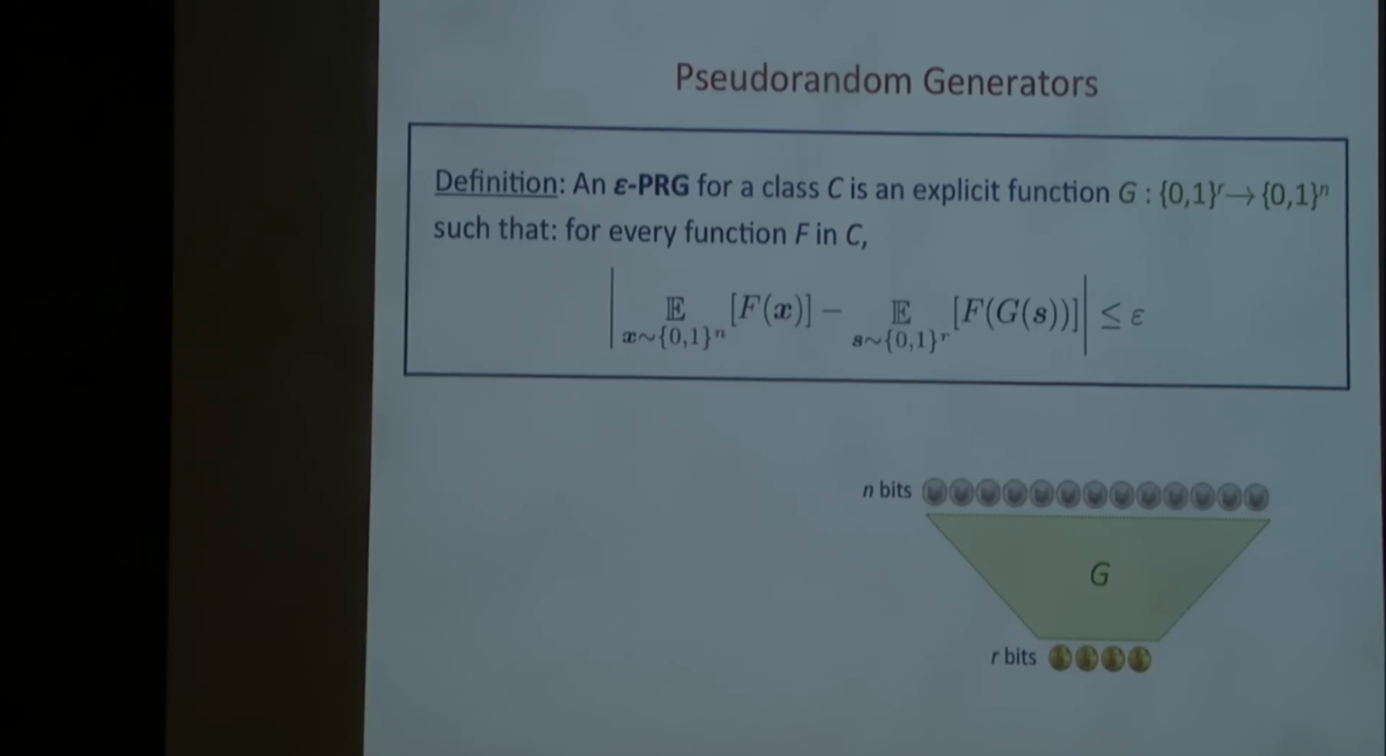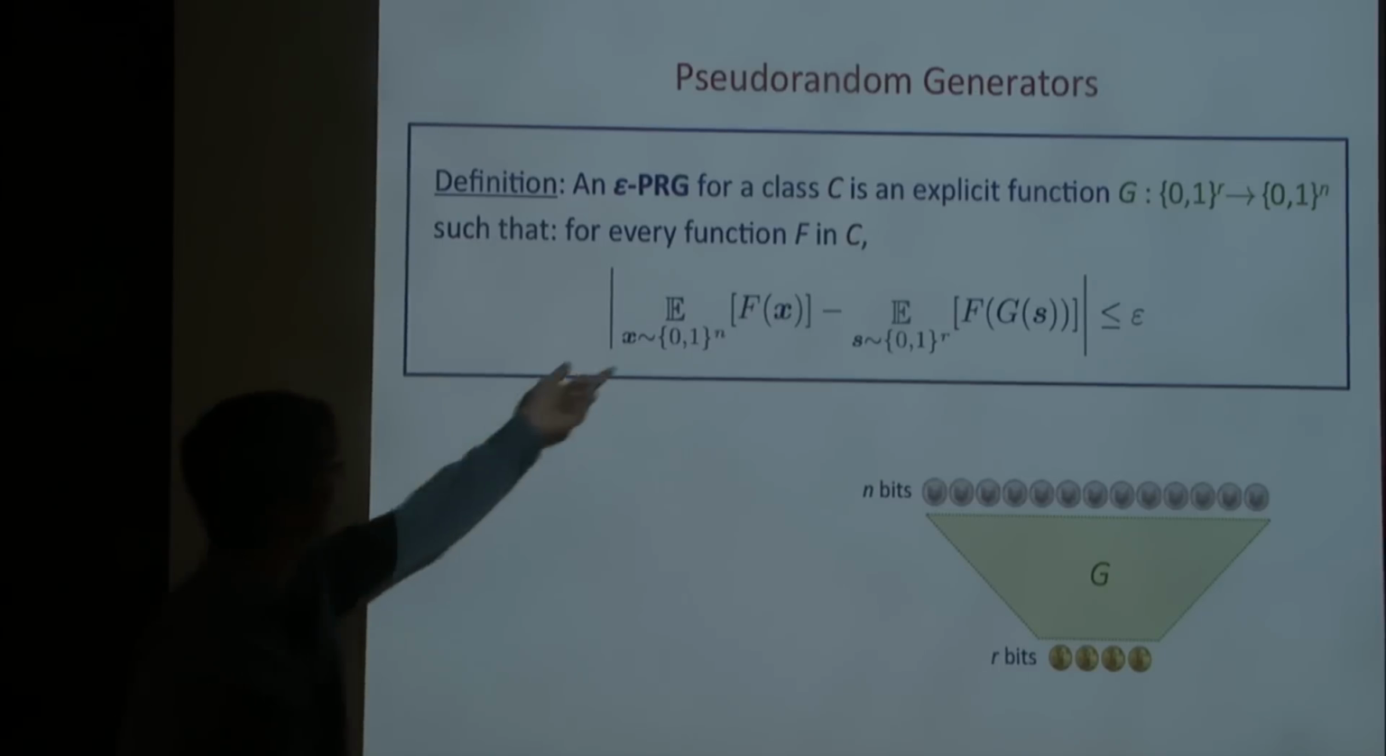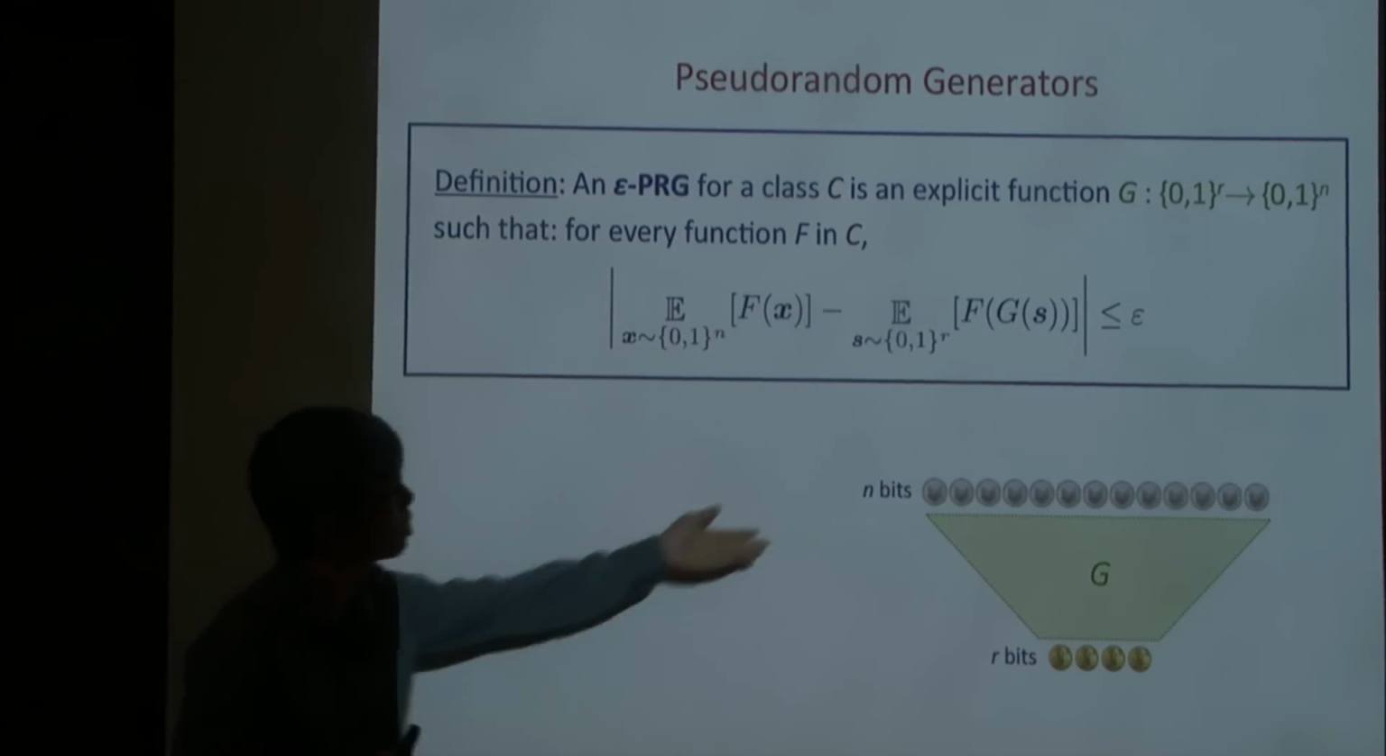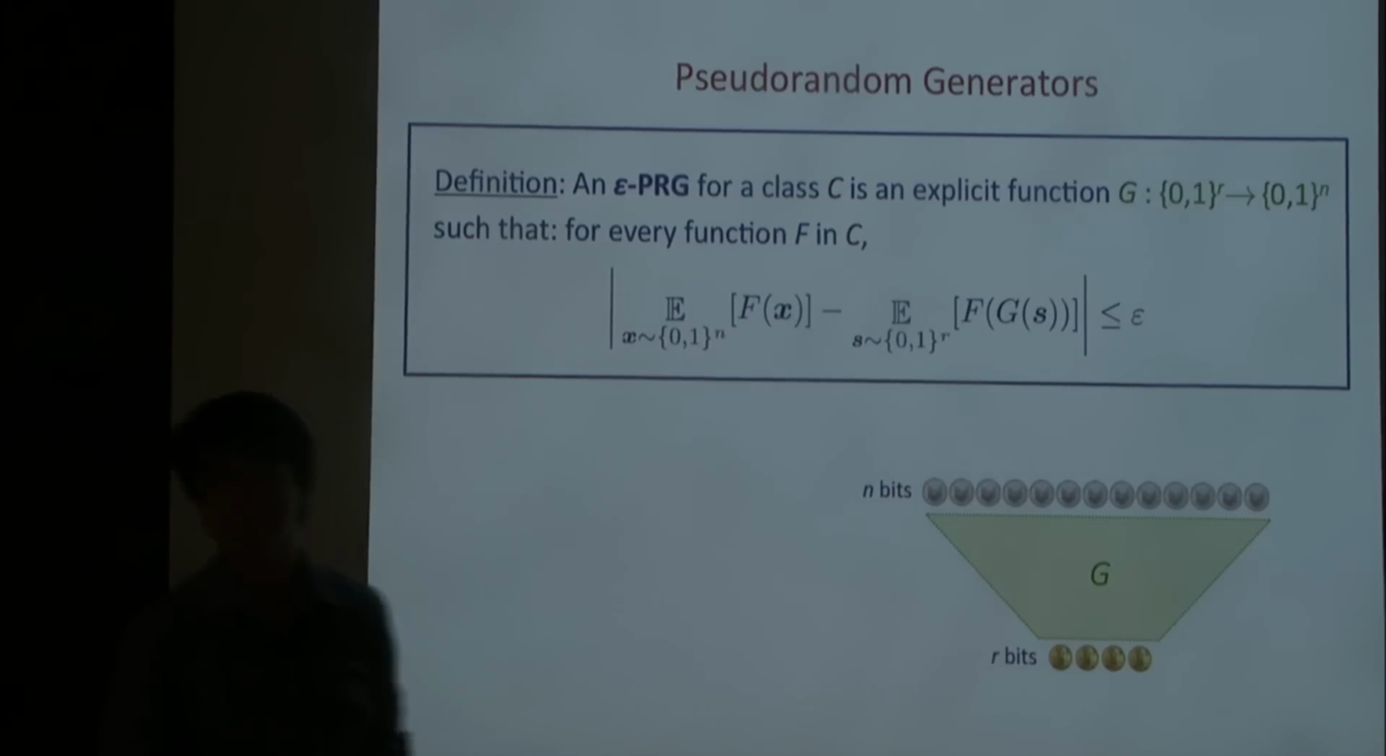Okay, so epsilon pseudorandom generator, epsilon-PRG for class C. In this talk, C will be the class of polytopes. It's an explicit function stretching r bits to many, many more bits, such that the output looks the same with respect to every function in C. You wouldn't be able to tell the difference between the pseudorandom output of G versus truly uniform n bits. In other words, the expectation of the function under the truly uniform input x is roughly the same, up to epsilon, as under the output of this generator on a truly random seed.